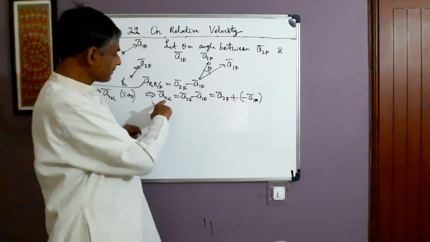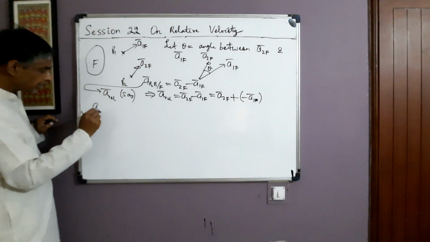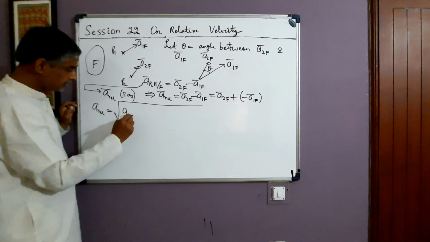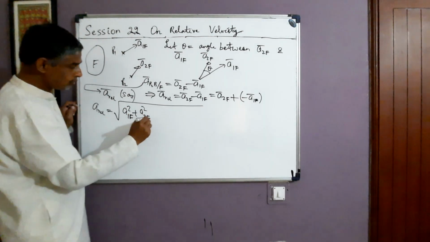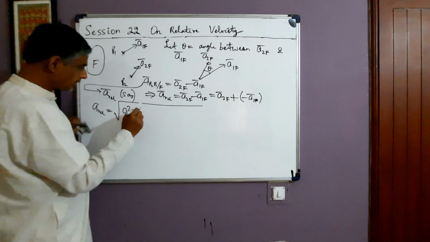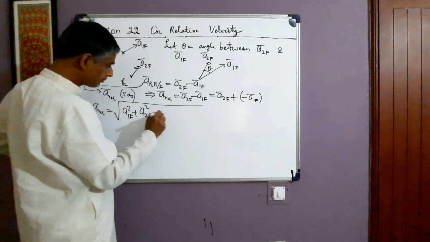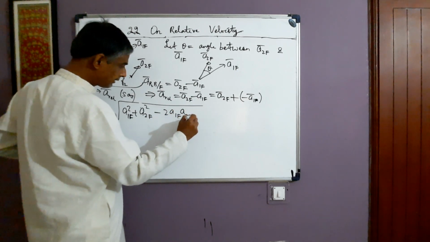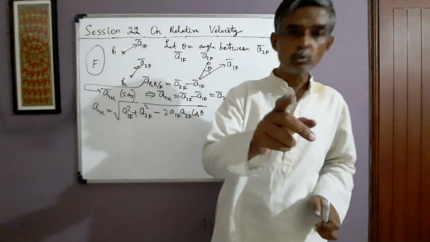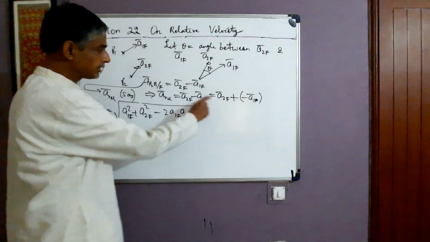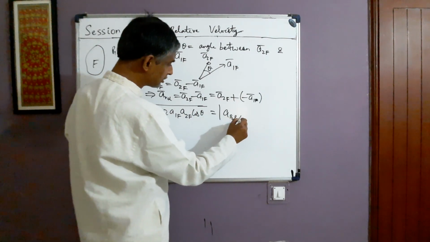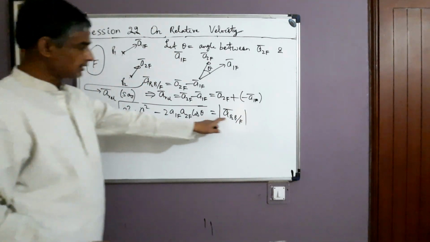First of all, we calculate the magnitude of a relative. From the theory of vector difference, the magnitude of a relative is root under a1f square plus a2f square minus 2 a1f a2f cos theta. This follows from the theory of difference between two vectors, vector a minus vector b, here a2f minus a1f. This is the magnitude of vector a P2 P1 slash f. So this is the basic formula.